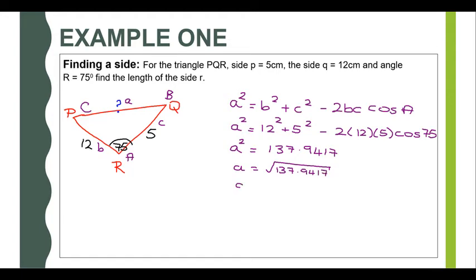And this gives us A is equal to 11.7. So we know that side R is equal to 11.7 centimetres to 3 significant figures.